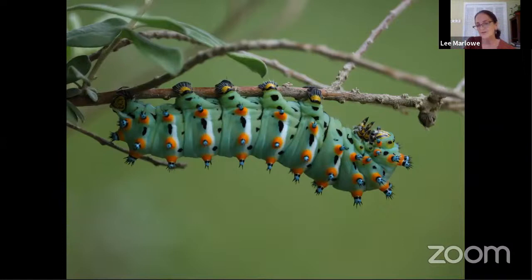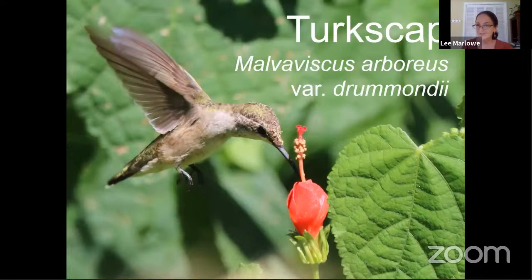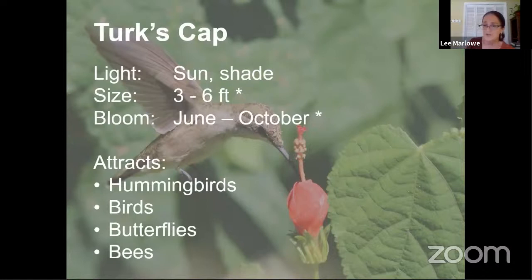Okay, the next plant is Turk's cap. You've seen this already. You saw the hummingbird already feeding on it. It's really a well-known hummingbird attractor here. It can take sun to shade and generally is about 3 to 6 feet tall, but sometimes can get quite a bit taller than that. And the beauty of this shrub is that it can take a pretty aggressive pruning. And so can this cenizo.